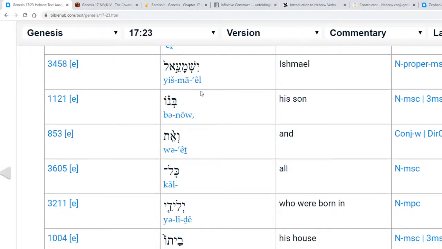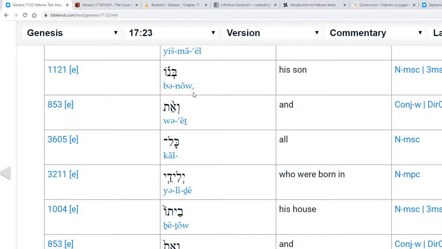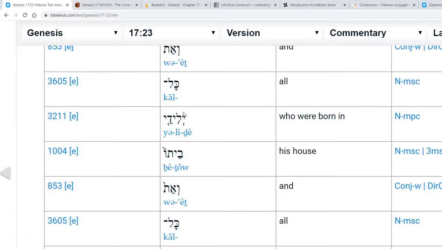Ishmael is his name. Beno, his son. Ve'et, conjunctive vav, direct object marker. Kol yelidei beito, so this is one big smichut, one big construct. All that were born in his house. Beit means house, beito means his house. Yelidei, yeledim, right? Yelid is born. Yelidim are born, in plural, but it's in the smichut. That's why yelidim is turning to yelidei beito, because it's in a construct form.